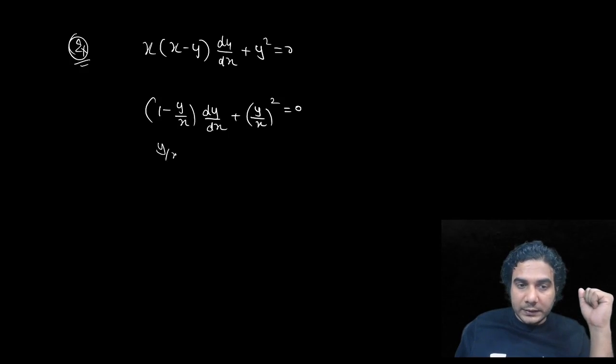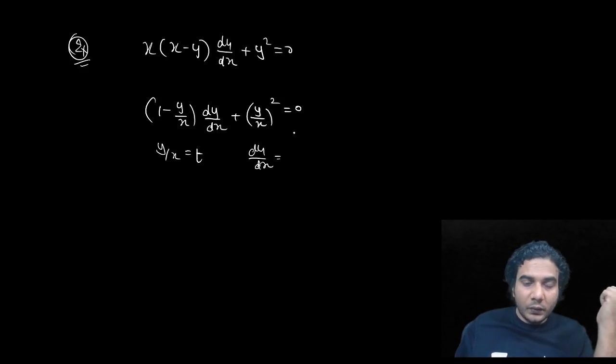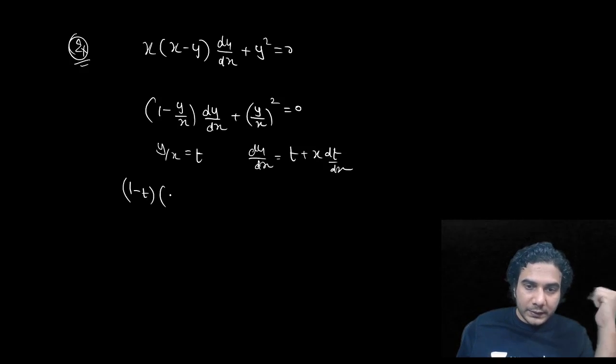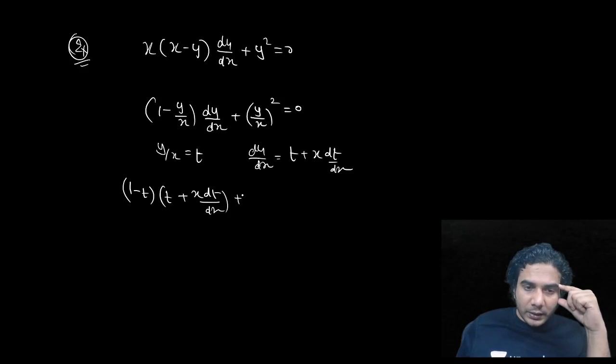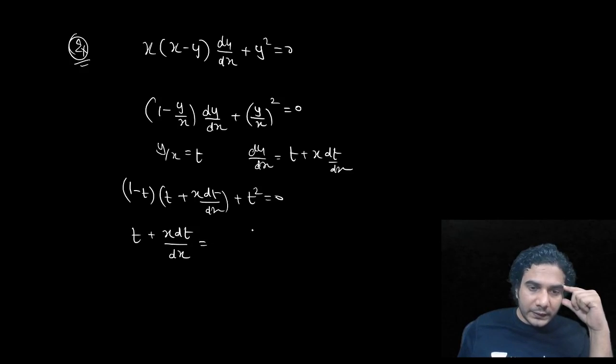Now you can put y upon x is equal to t, and then dy by dx is equal to t plus x dt by dx. So this is going to be 1 minus t, and this is going to be t plus x dt by dx plus t square is equal to 0. So you can write t plus x dt by dx is equal to minus t square upon 1 minus t, alright.